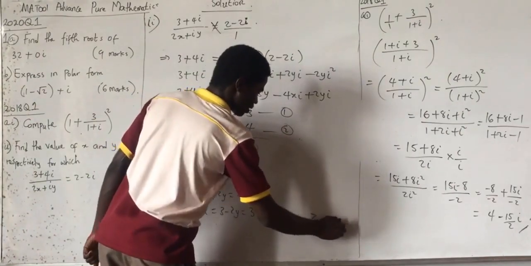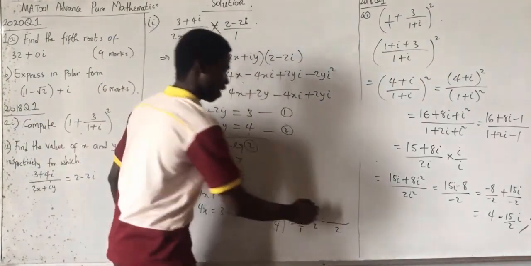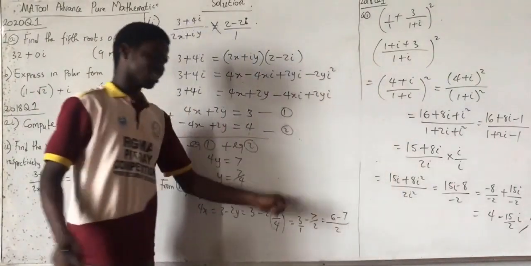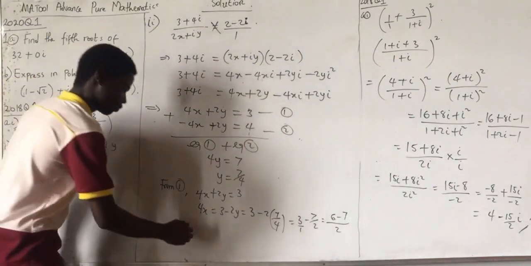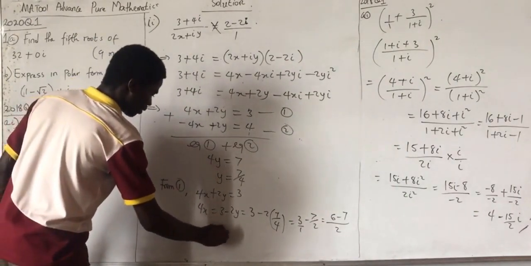If we take the LCM, LCM is 2. 2 times 3 is 6. I have 6 minus 7. 6 minus 7 is minus 1 over 2. So that means I have 4x to be minus 1 over 2.